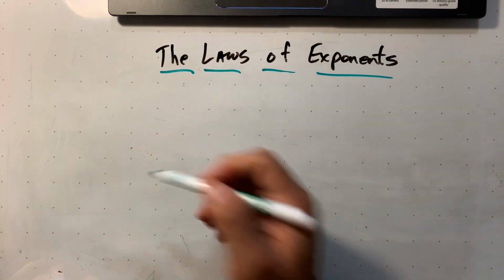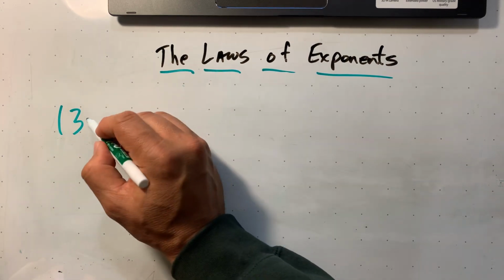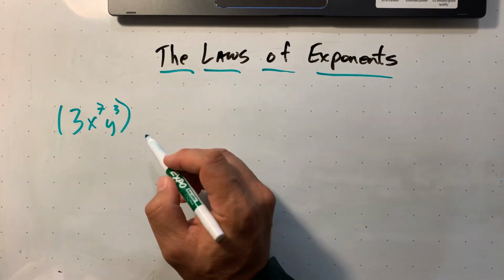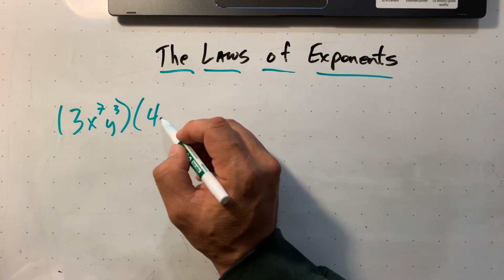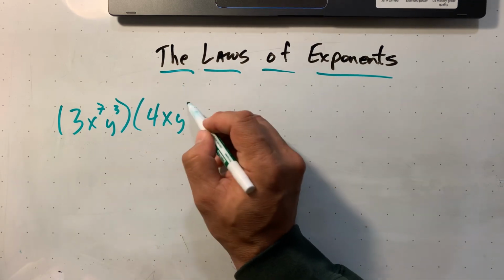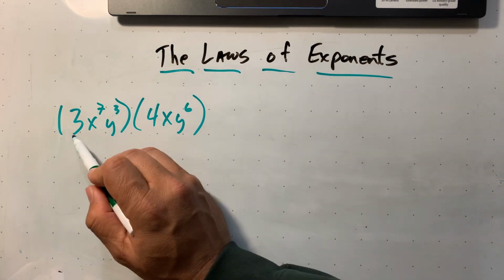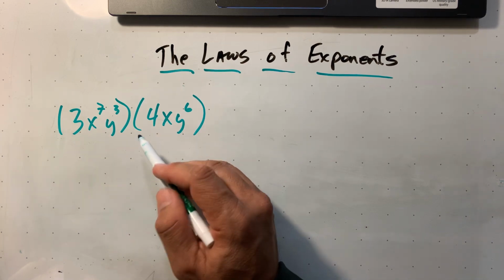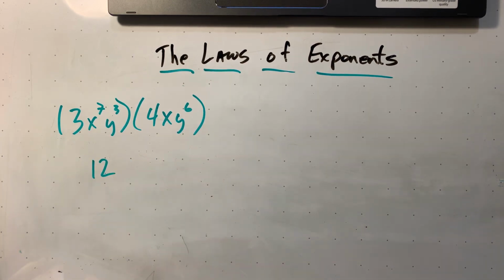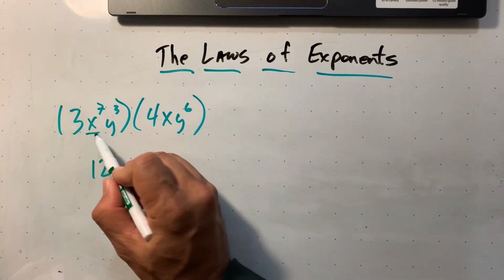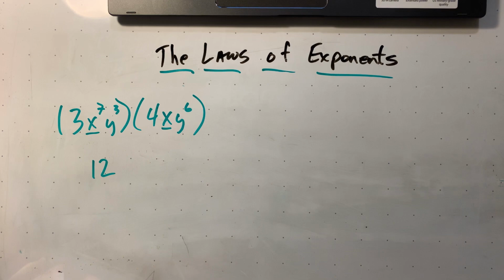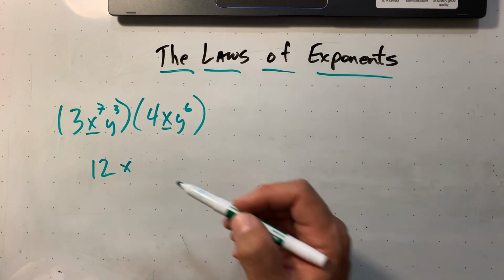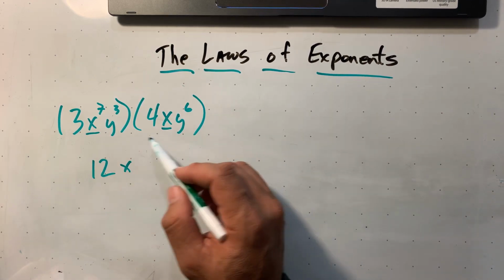Okay, first example, we've got 3x to the 7th power, y to the 3rd. That's going to get multiplied by 4x y to the 6th. Now, the 3 and the 4 are not exponents. They're just whole numbers. So if you just had 3 times 4, you would just multiply them together and you get 12. Then you're going to look for bases that are the same. The x's have the same base. So we're going to keep that base, and then we're going to go ahead and add the exponents. Because when we multiply bases that are the same, we're going to add the exponents.